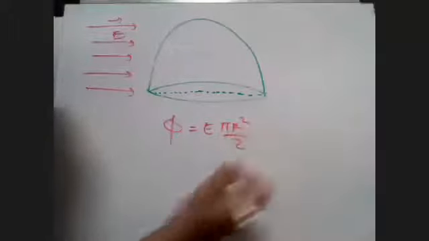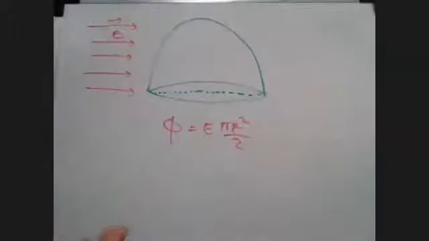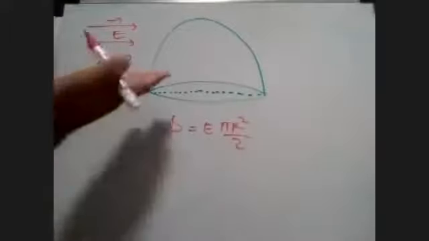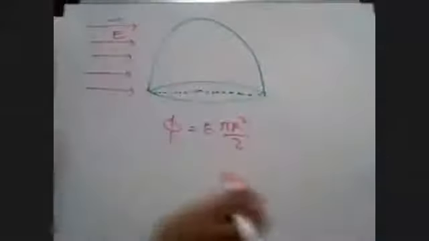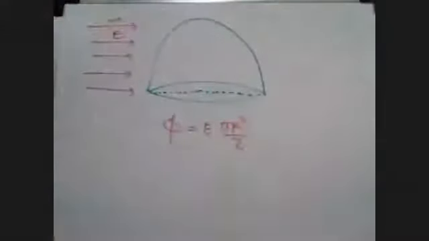I think someone told me the projection is a square. Is it? No problem here, it's going to be a semicircle. Okay, it's going to be a semicircle. Area of semicircle is pi r square by 2, into the electric field.